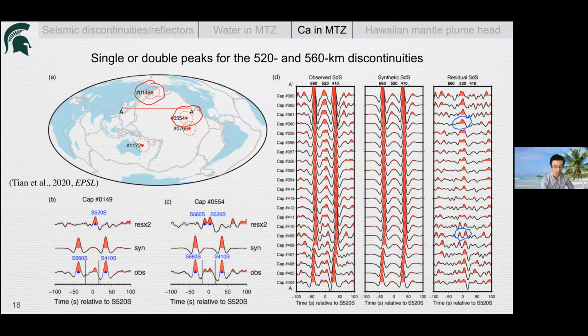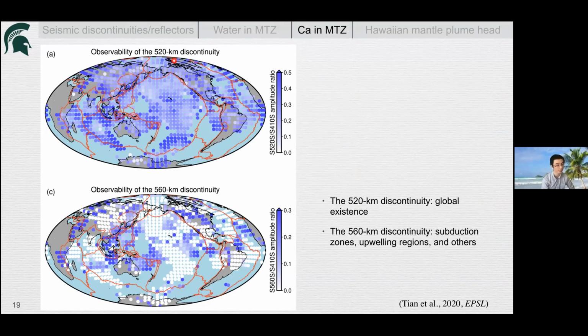So let's look at the global map. Here I'm showing the global map of the observation of the 520 discontinuity and also the observation of the 560 discontinuity. The indicator here is actually the relative amplitude of 520 versus 410, because like I said, I only trust the relative amplitudes. The dark blue indicates a stronger signal of that discontinuity. Generally speaking, we observe this 520 discontinuity globally, almost everywhere. But for 560, it's interesting that we find blue dots in certain regions, like in subduction zones, or beneath the Pacific Ocean where we have mantle upwelling, and also in some other regions.